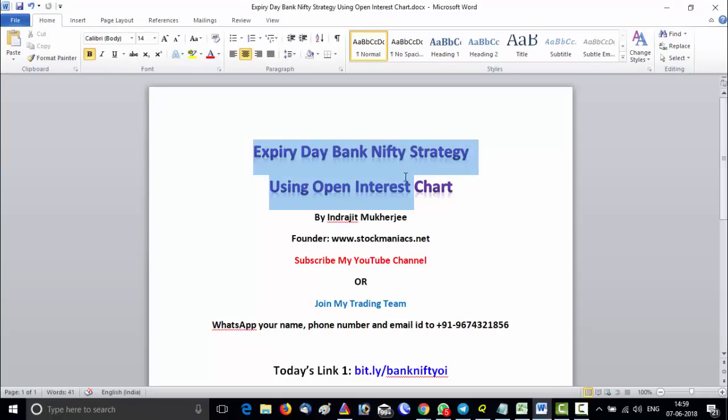We have seen how to play the expiry day in Bank Nifty. As we have expiries every week, there is a profit opportunity every week. You can earn huge profits from the Bank Nifty weekly options.